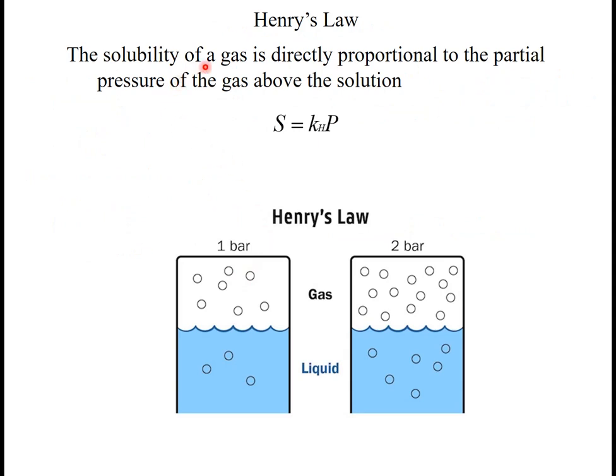So the solubility of a gas is directly proportional to the partial pressure of the gas above the solution. And this is the formula that's given to you at the end of the chapter and therefore on the formula sheet. So S stands for solubility.